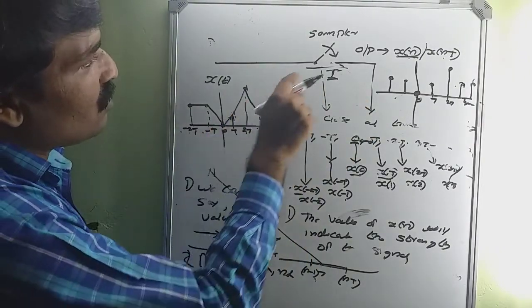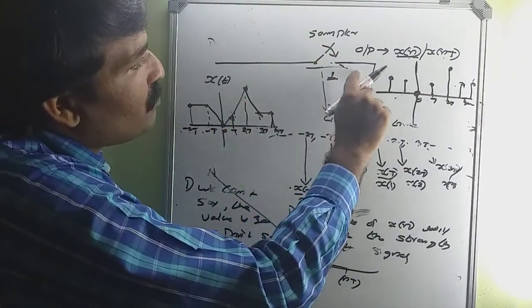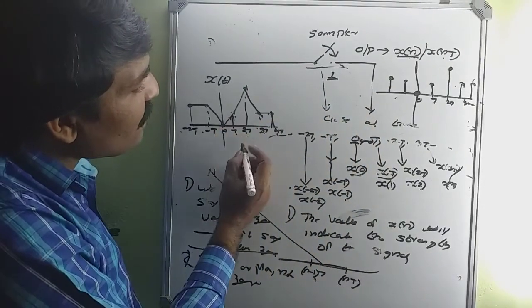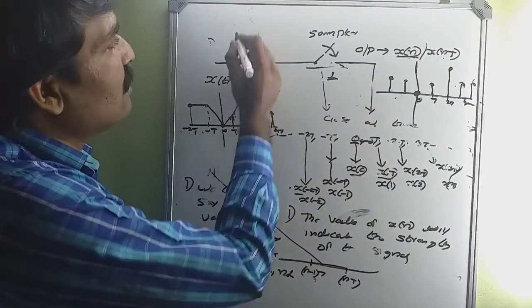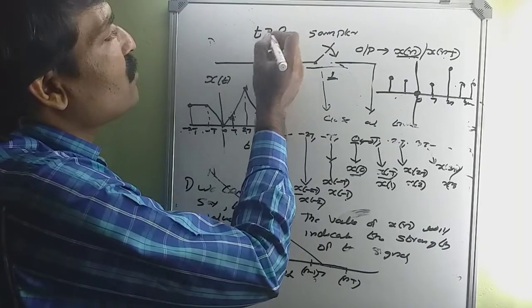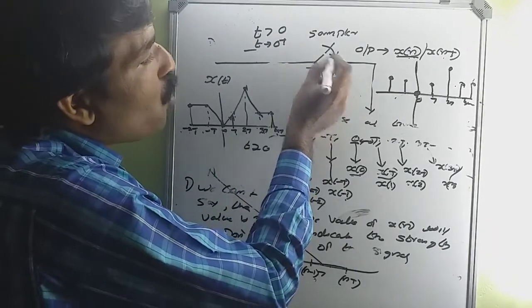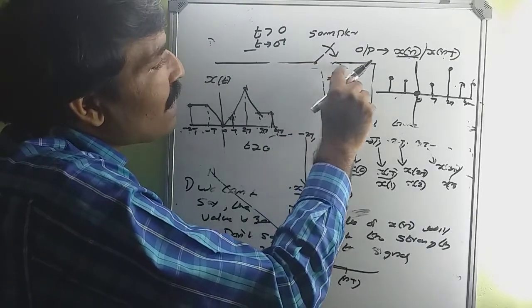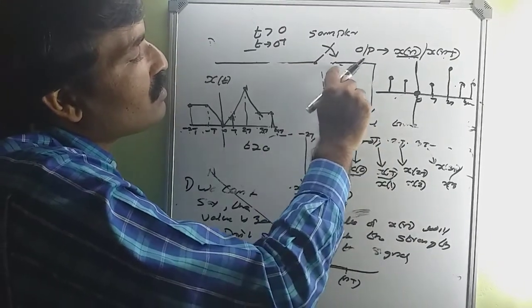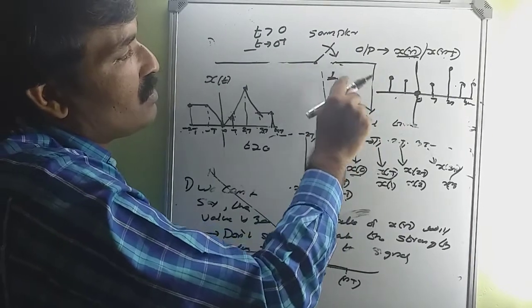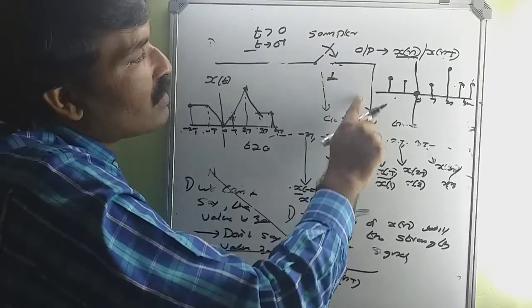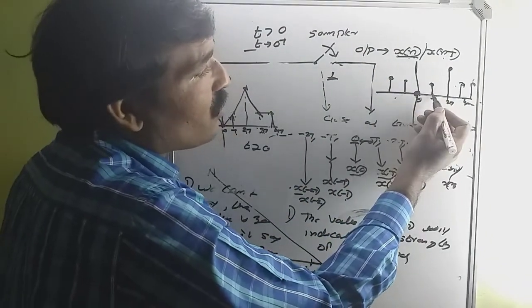So at t equal to 0, the switch is closed, so the signal passes. When t is slightly greater than 0, that is t equal to 0 plus, the switch will open. Open means no signal can pass through the switch. The switch is open. So we can't get any output in between 0 and t.